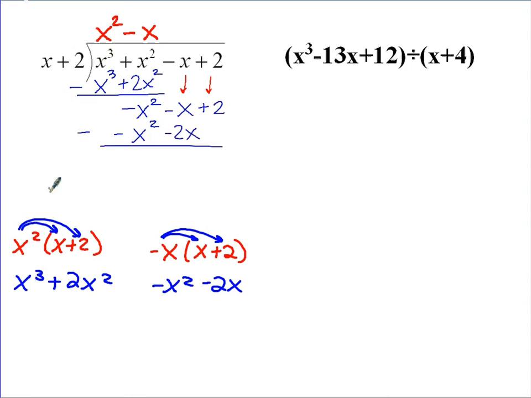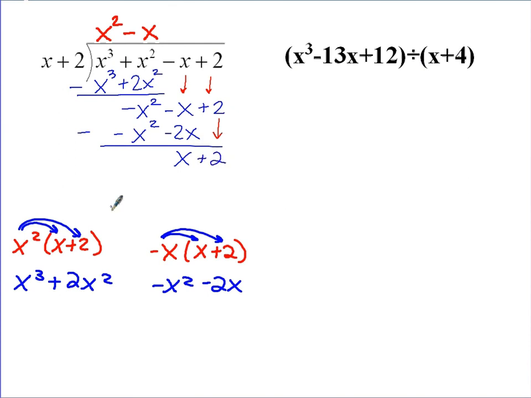And we're going to subtract. Negative x squared minus negative x squared is 0. Negative x minus negative 2x is 1x, and that's like plus. So minus negative 2x is plus 2x. Negative x plus 2x is just x. And then I'm going to go ahead and bring down the 2.